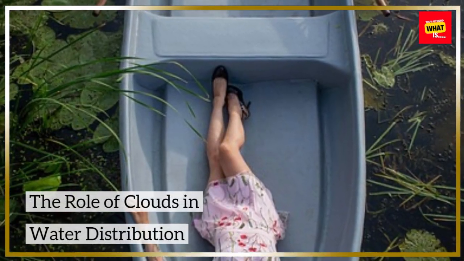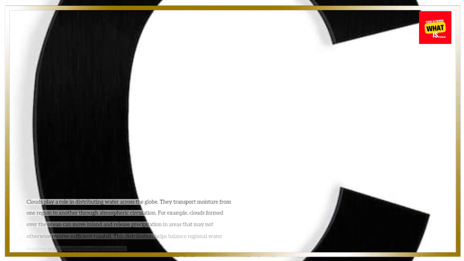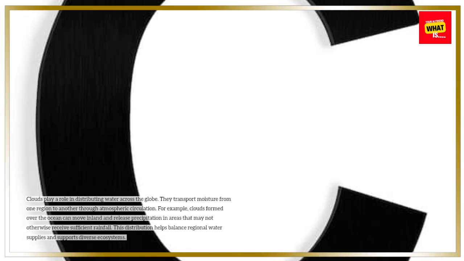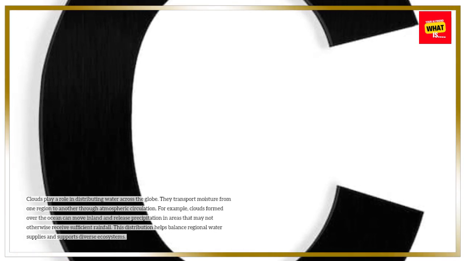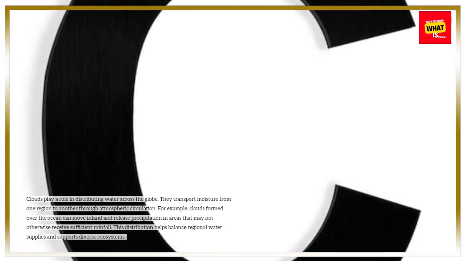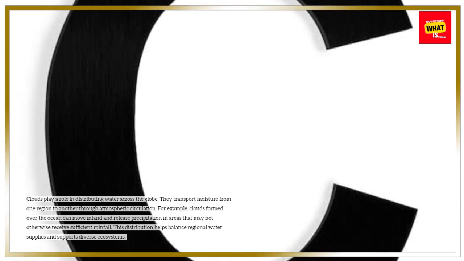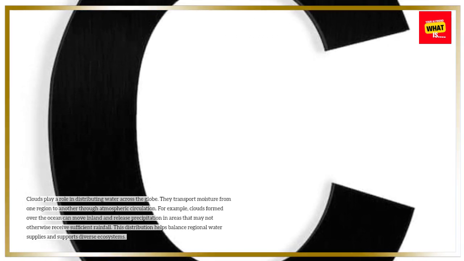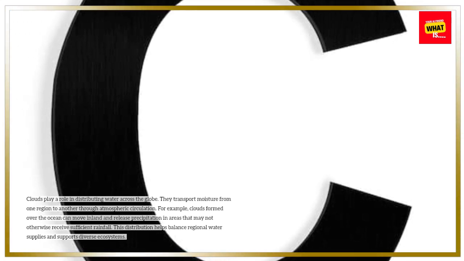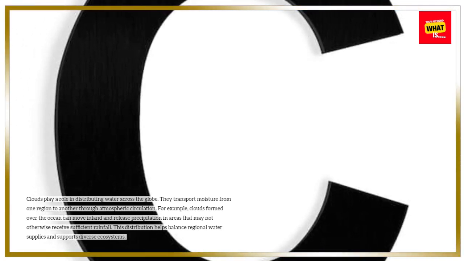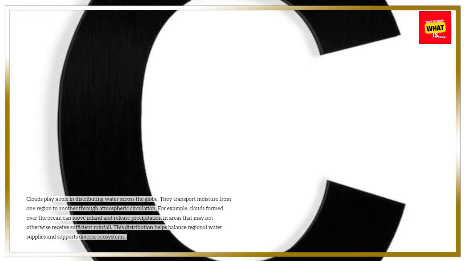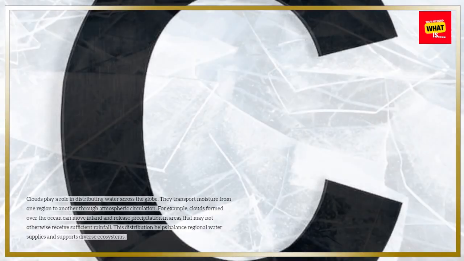The role of clouds in water distribution. Clouds play a role in distributing water across the globe. They transport moisture from one region to another through atmospheric circulation. For example, clouds formed over the ocean can move inland and release precipitation in areas that may not otherwise receive sufficient rainfall. This distribution helps balance regional water supplies and supports diverse ecosystems.